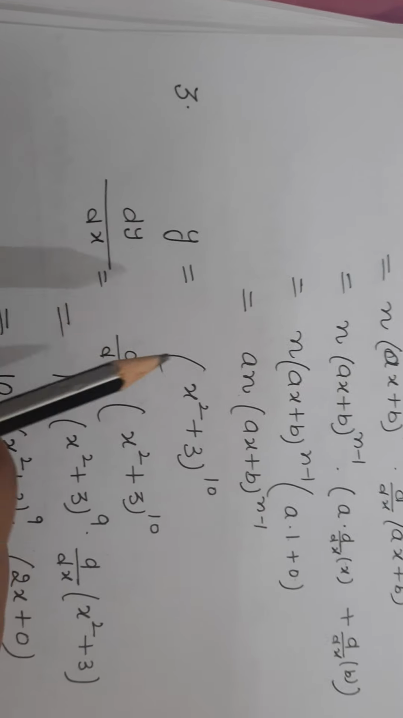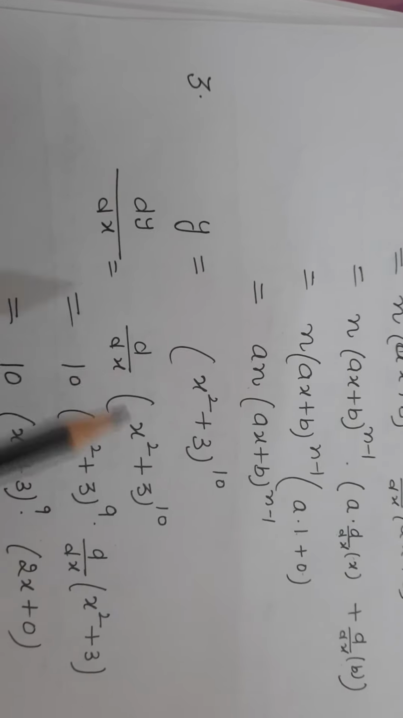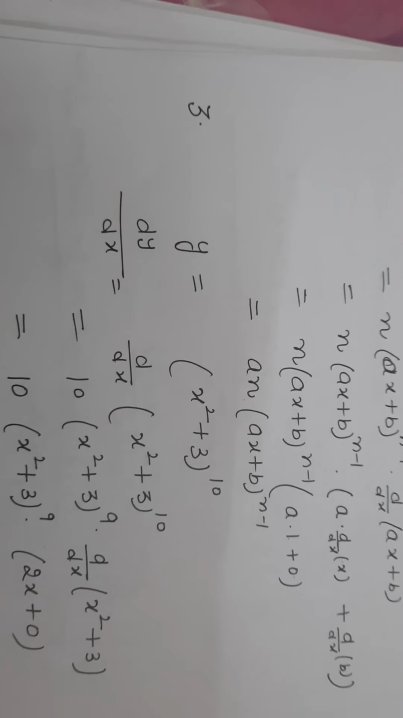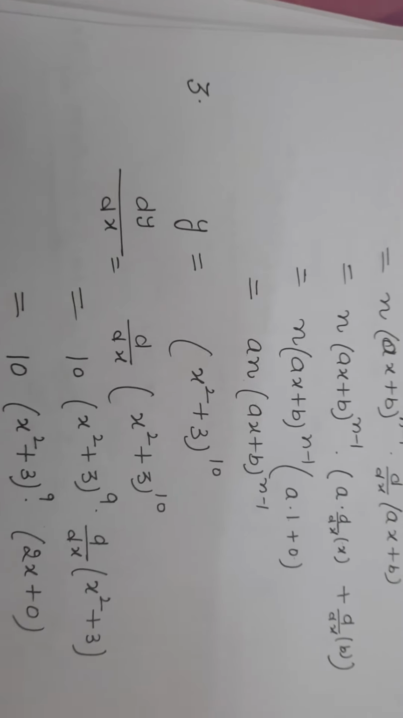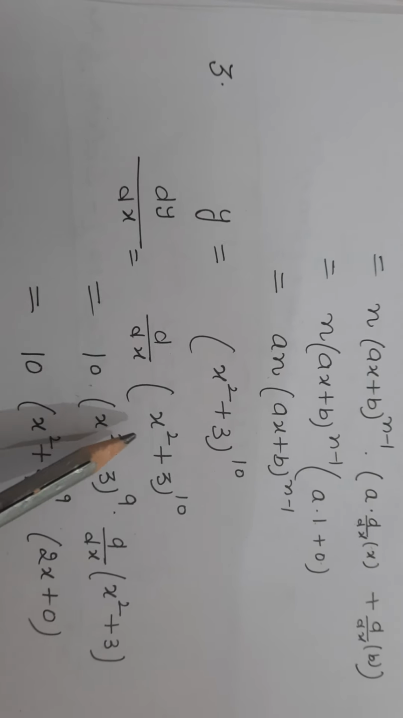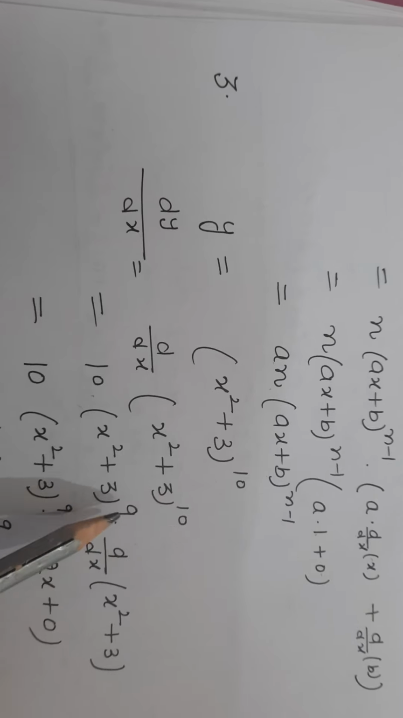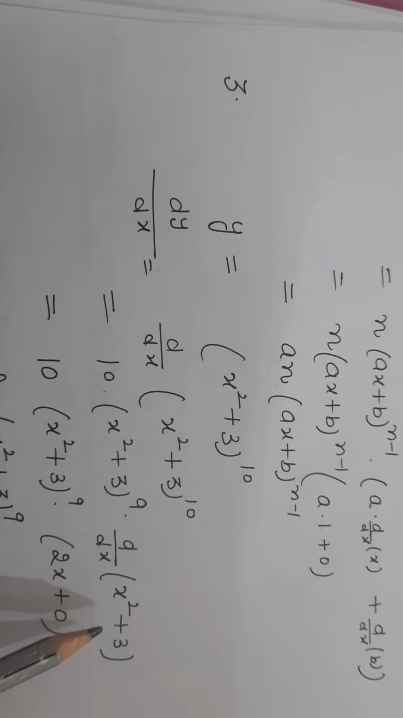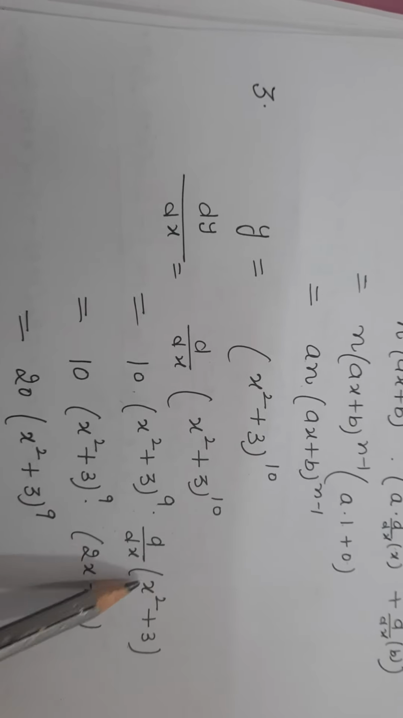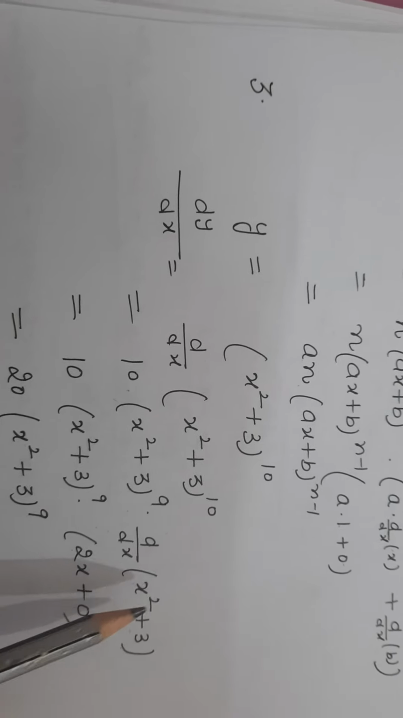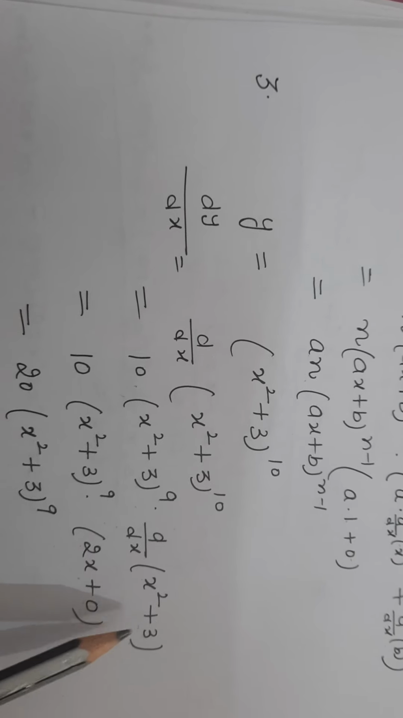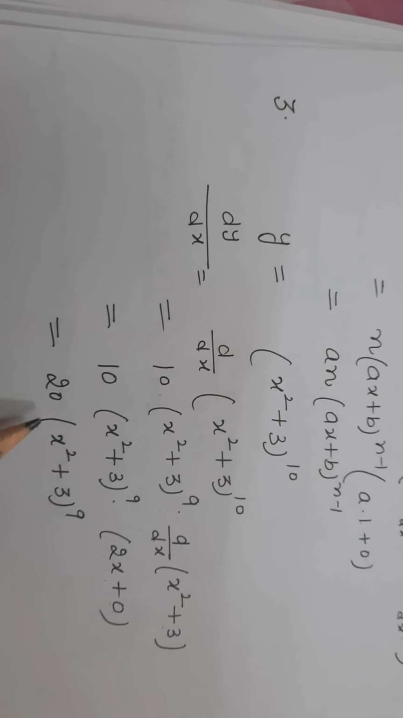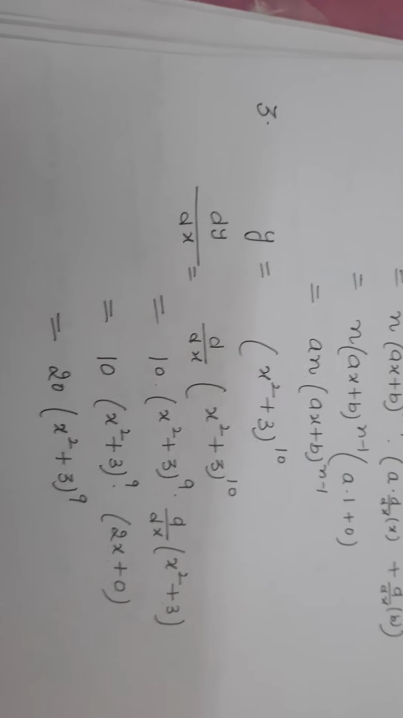Third question, differentiate this function with respect to x. Again you are going to follow the power rule, that is, the derivative of x raised to the power n is n into x raised to the power n minus 1. So this is 10 into (x square plus 3) whole power 10 minus 1, that is 9, into, by chain rule, the derivative of x square plus 3. This is further the derivative of x square plus the derivative of 3. The derivative of x square is 2x and 3 is a constant, so its derivative is 0. So this is 2x. 2x into 10, 20 times (x square plus 3) to the power 9.